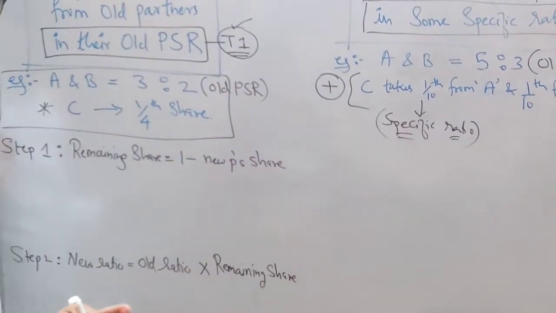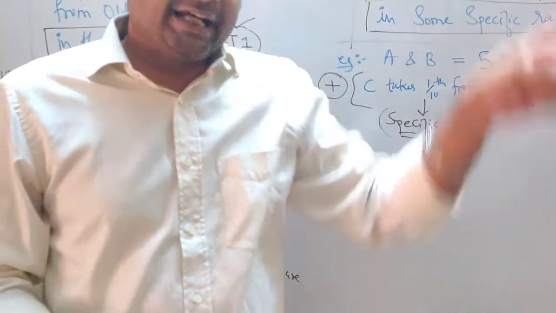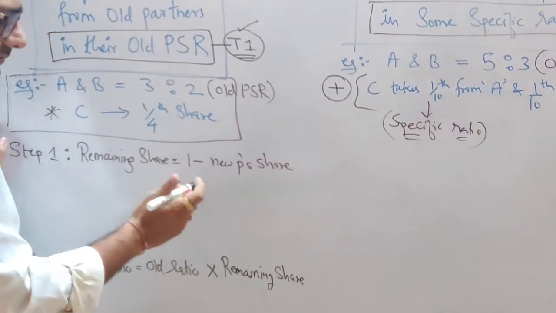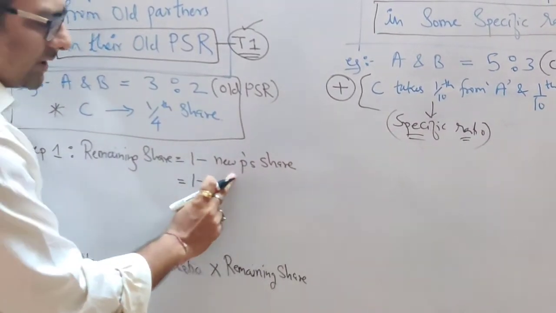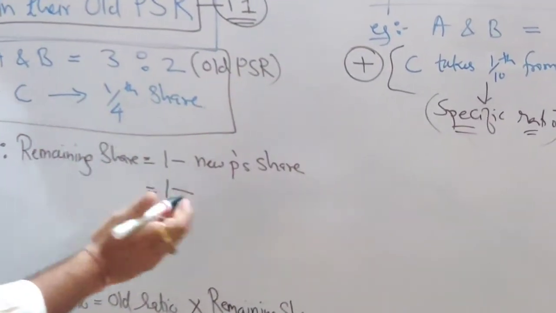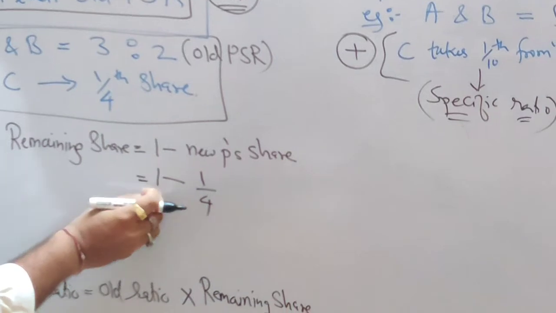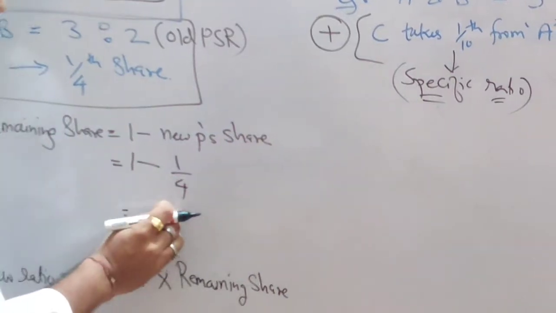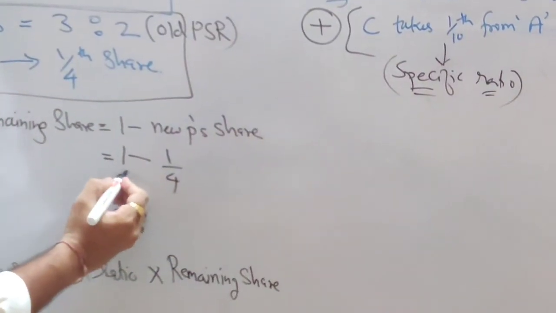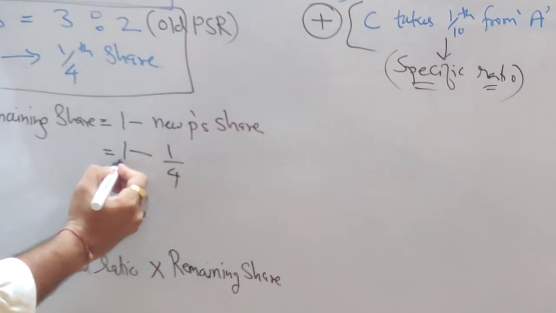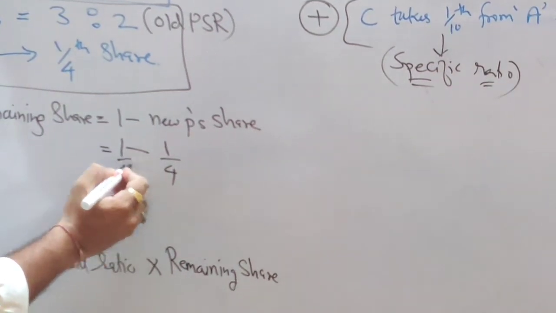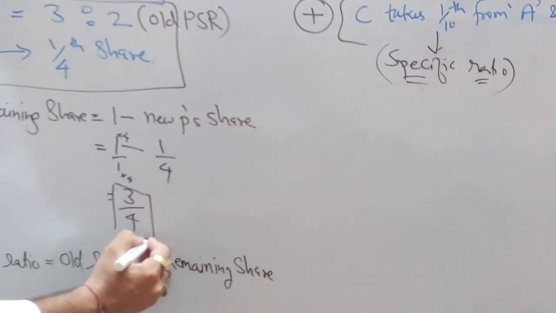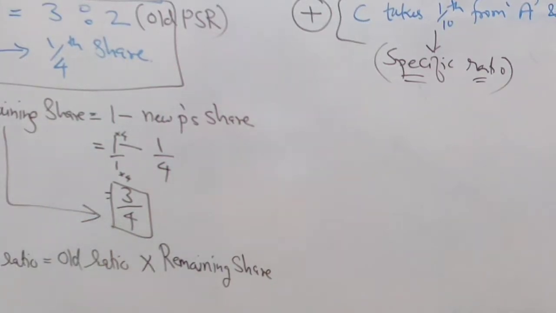Now why 1? 1 because we are taking the entire share as 1. So let's assume that the entire share is 1. From this entire share, how much are we giving to the new partner? 1/4 share. So from the complete share of 1, you minus the new partner's share 1/4, you will get the remaining share. So you have to do LCM. 1 into 4 is 4, so 4 minus 1 will give you 3. 3 upon 4 is your remaining share.